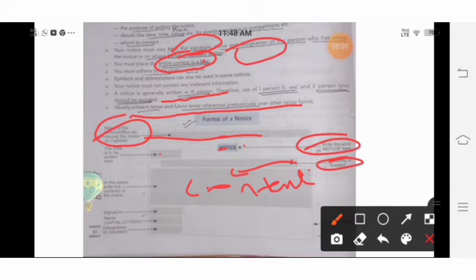And once you have written the content, what you will do? You will do the signature over here at this position. Then over here, name, and then the designation, post. Got it? And then once you have written, put it in a box. You have to put the notice within a box. I think this thing is clear to everyone.